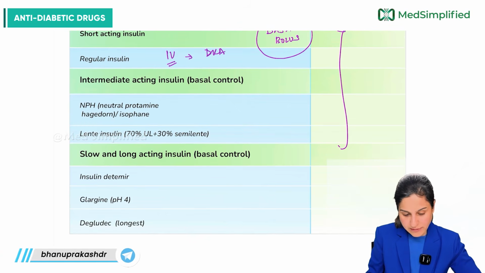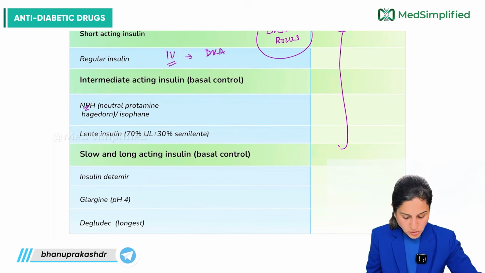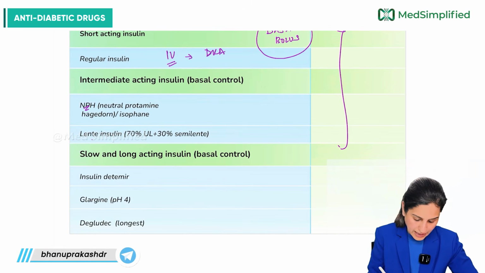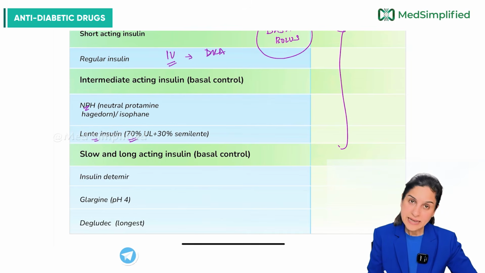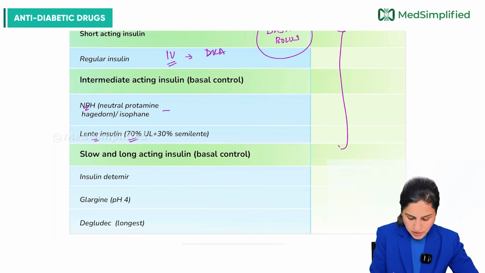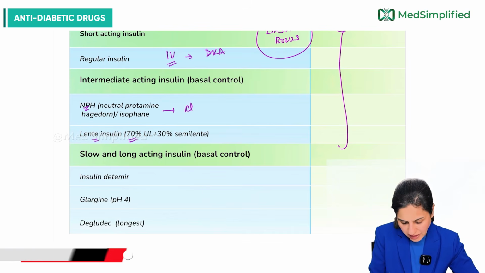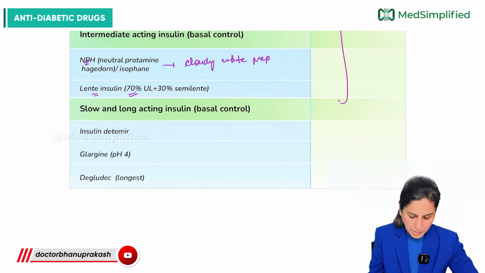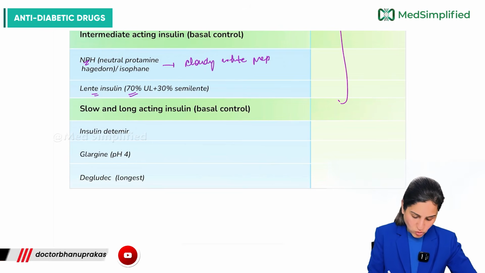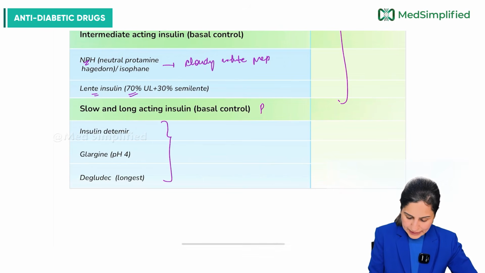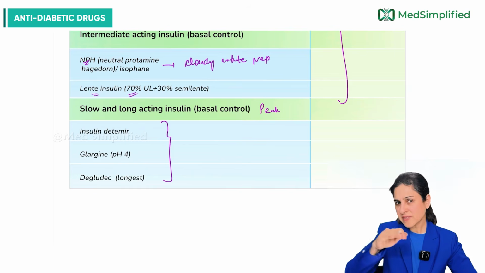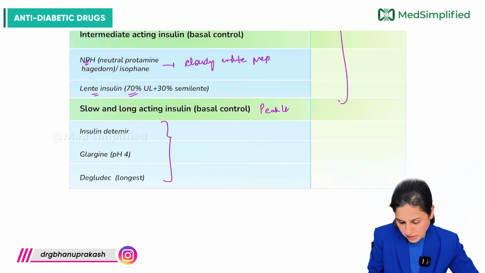In the intermediate acting group, we have NPH, neutral protamine hagedorn, also called isophane insulin, and we have lente insulin, which is a combination of two: 70% ultralente, 30% semilente. This NPH is a cloudy white preparation. Now, the long acting insulins, all of them, are also called peakless insulins. They don't have a peak because they have a sustained and uniform action.